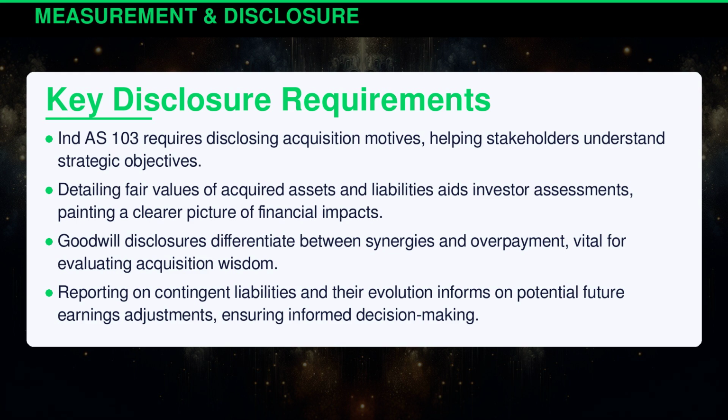Indian Accounting Standard 103 requires disclosing acquisition motives, helping stakeholders understand strategic objectives. Detailing fair values of acquired assets and liabilities aids investor assessments, painting a clearer picture of financial impacts. Goodwill disclosures differentiate between synergies and overpayment, vital for evaluating acquisition wisdom. Reporting on contingent liabilities and their evolution informs on potential future earnings adjustments, ensuring informed decision-making.